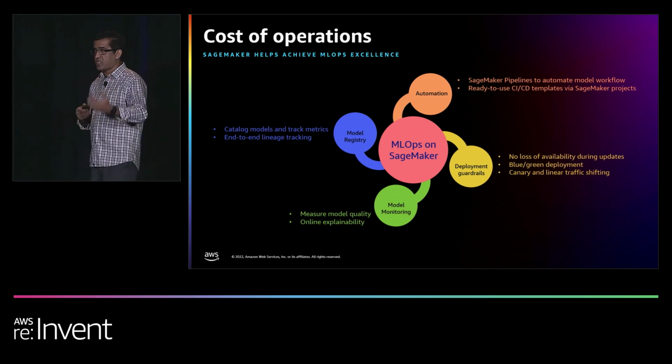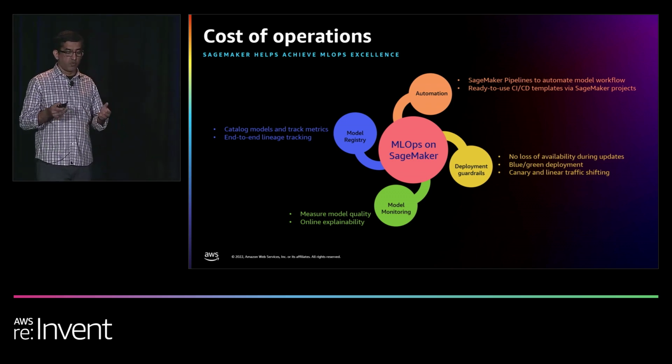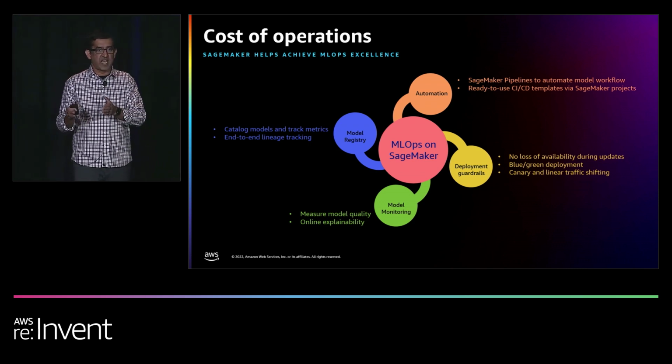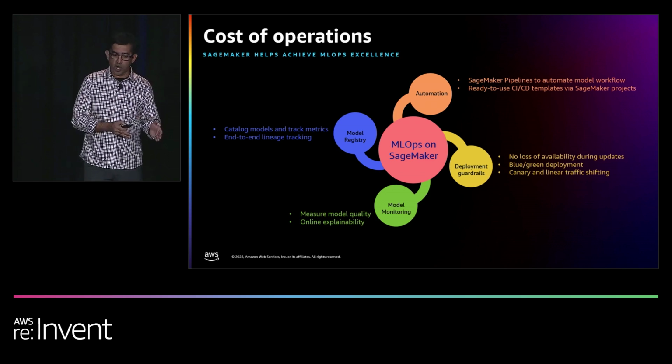So if you're retraining your model and deploying it, you can use deployment guardrails to move traffic from the old model to the new model in a controlled way. So you can move a certain portion of your traffic to the new model. And if that doesn't work well, if you're not satisfied with it, you can quickly revert to the old model.